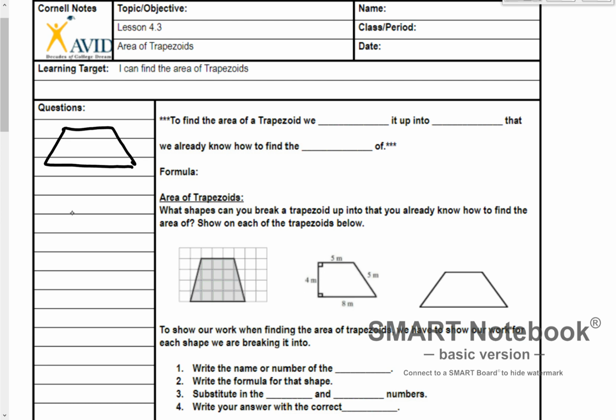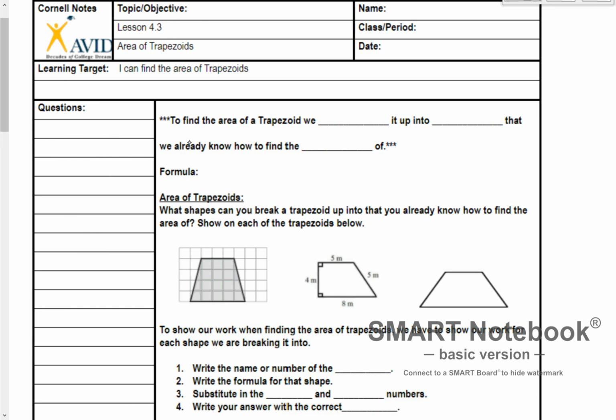Both of the sides can't be straight because then it would end up being a rectangle or a square. So usually one of the sides is angled out or both of them. Okay, so that's what a trapezoid looks like. I'm going to show you two different ways that we're going to find the area of a trapezoid today.